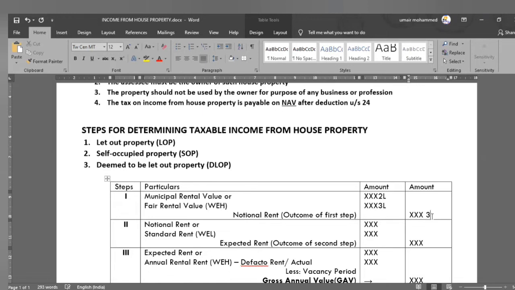Done. Next comes the outcome of the first step. Record the outcome of the first step, which is whichever is higher. So 3 lakhs. And then collect the data from the BBMP office as to what is the standard rent for your locality. So let's say standard rent is 2 lakhs. And now the outcome of this step has to be whichever is less. And whichever is less will be 2 lakhs. 2 lakhs will be your expected rent.